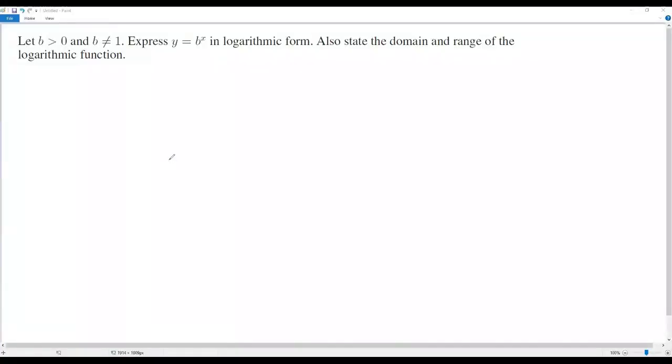Here we have a pre-calculus problem. Okay, let's go with the question. Let b greater than 0 and b is not equal to 1. Express y equals b to the x power in logarithmic form. Also state the domain and range of the logarithmic function.